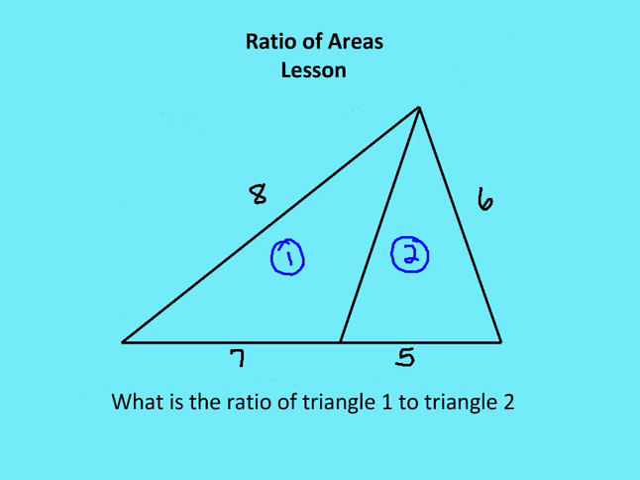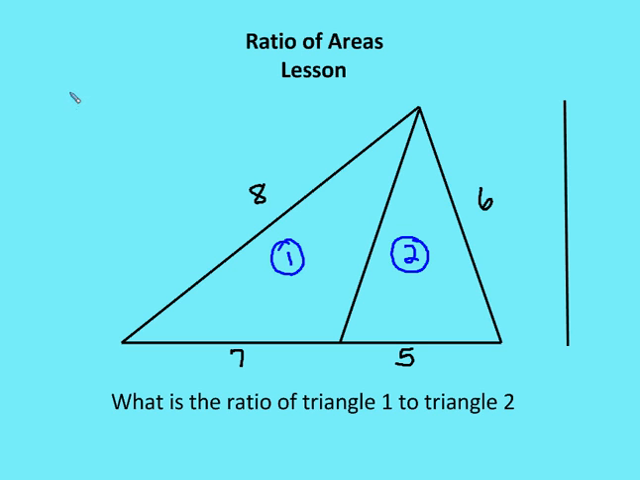What is the ratio of triangle 1 to triangle 2? So this is kind of a tricky problem for you. So why don't you think about this and then come back. Okay, so in this case I have two triangles and they both have the same height, right? The height for both of these triangles is this distance. So the height is the same. The bases are the only thing that is different between the two triangles.